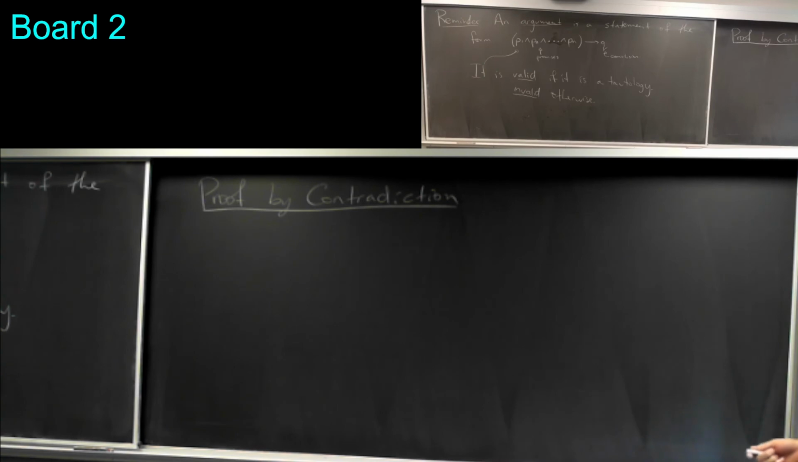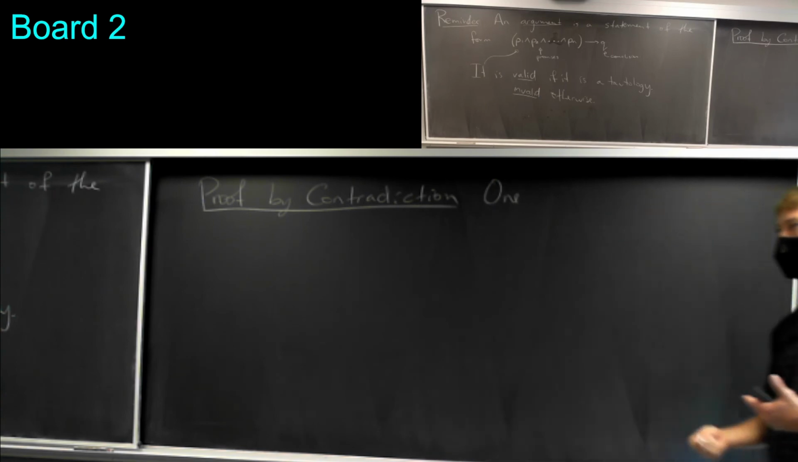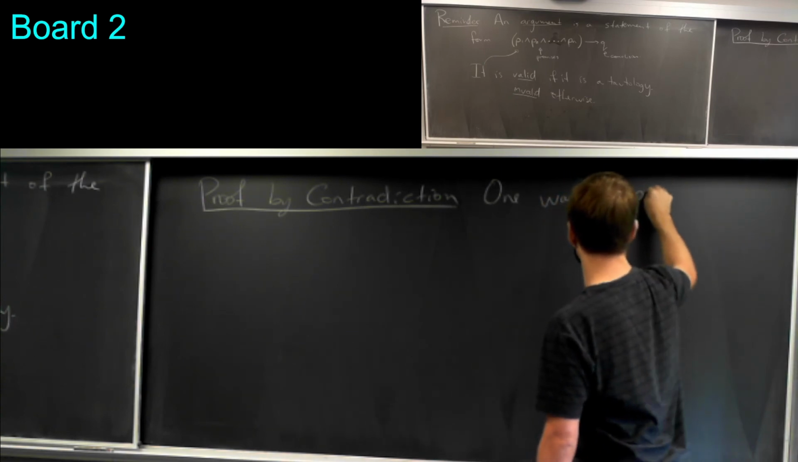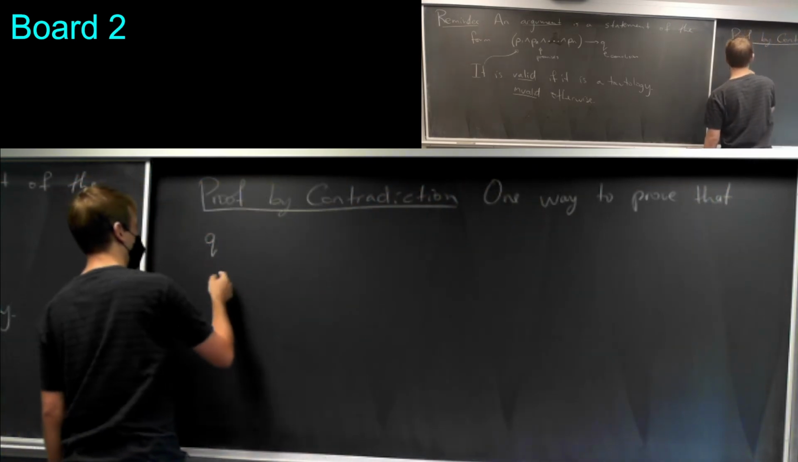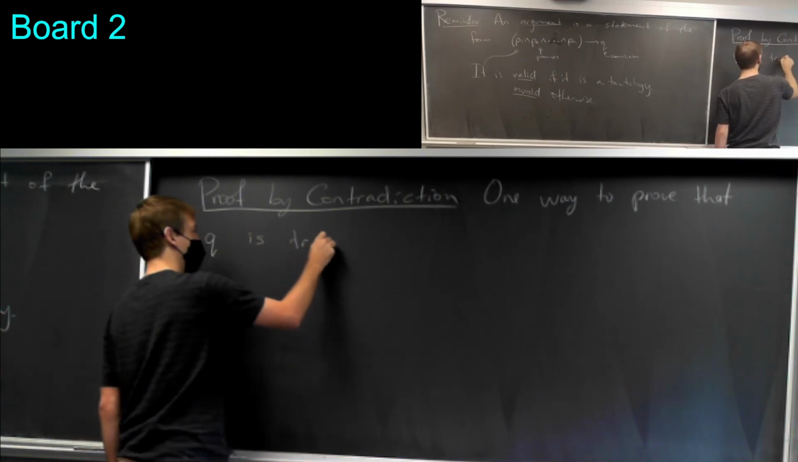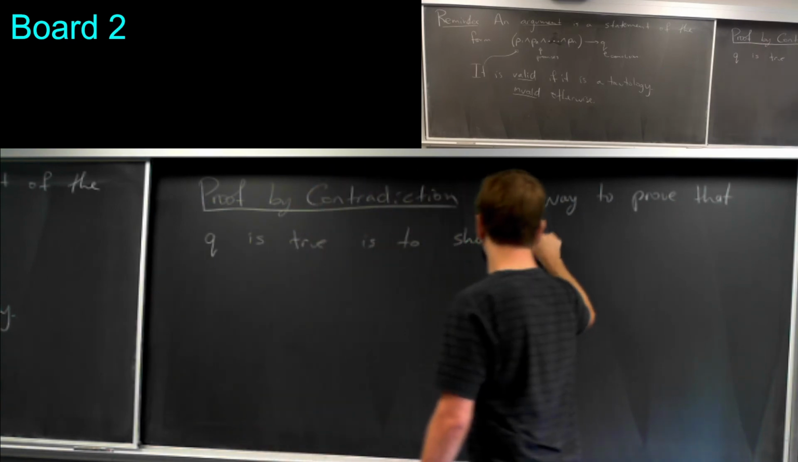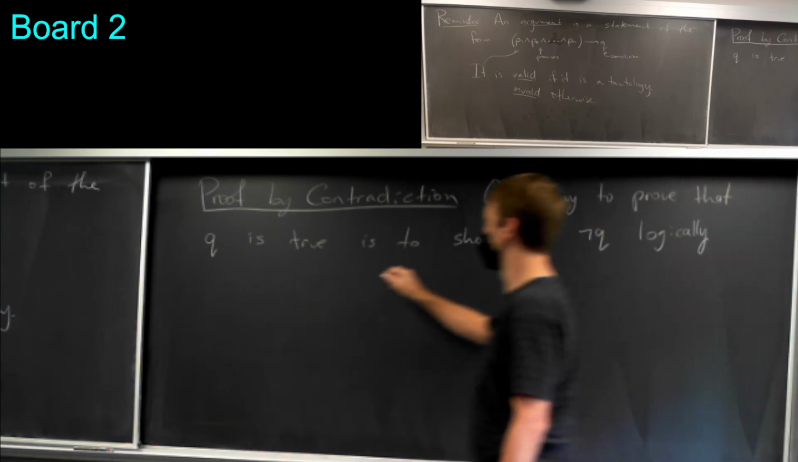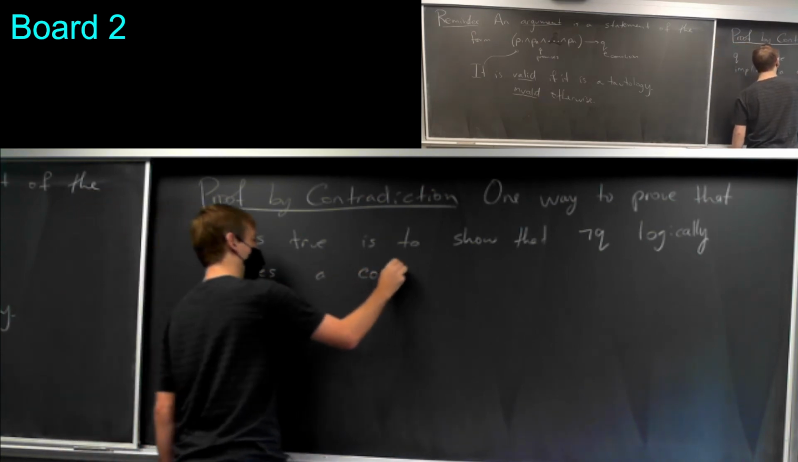So the basic idea of proof by contradiction is, I'm going to say this informally, but then we'll do an example and see what it means. One way to prove, let's say, that a statement Q is true is to show that not Q logically implies a contradiction.